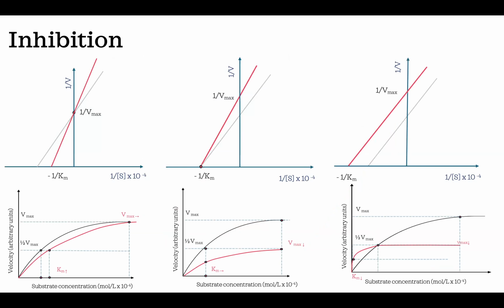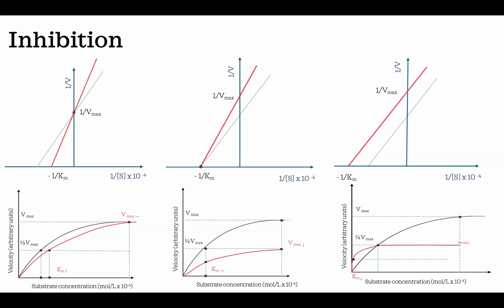So this graph summarizes different types of inhibitors and how they would affect the Michaelis-Menten curve and the Lineweaver-Burk plot. So in a competitive inhibitor, your Km value increases because you need a higher substrate concentration to reach half of the maximum velocity, but you're still able to reach the maximum velocity. And this is shown by the bottom left graph.